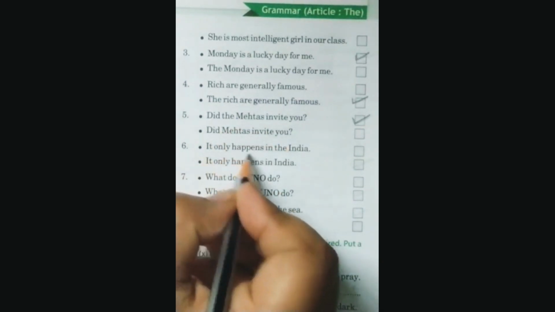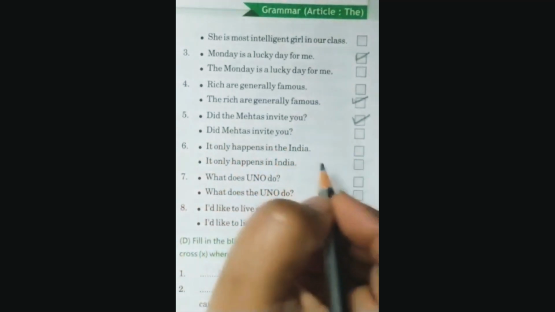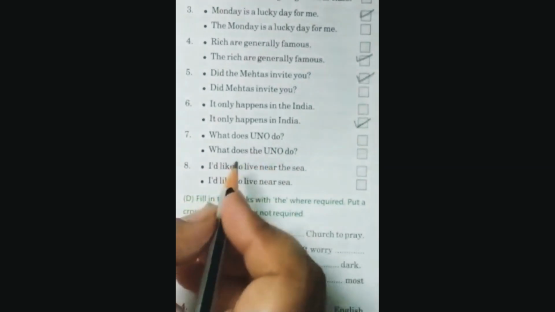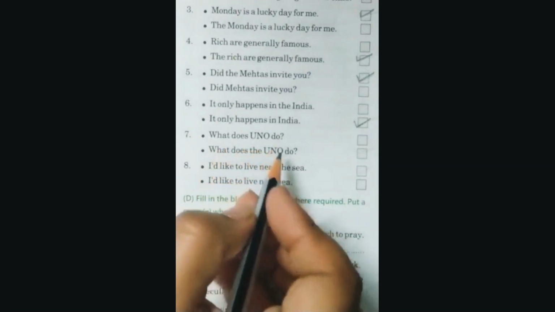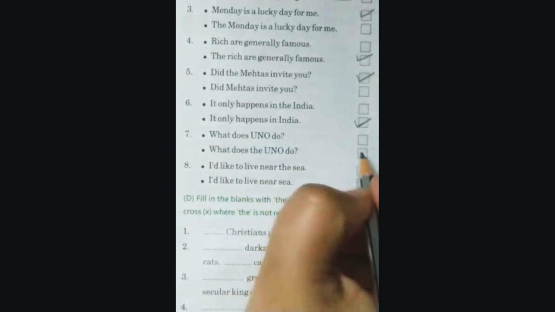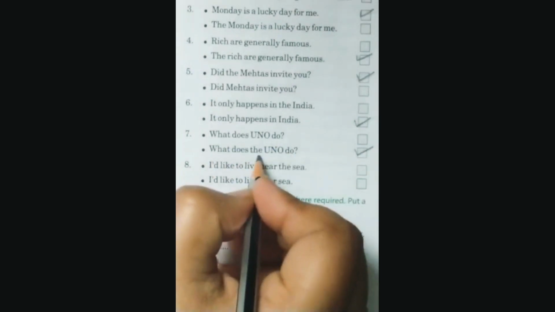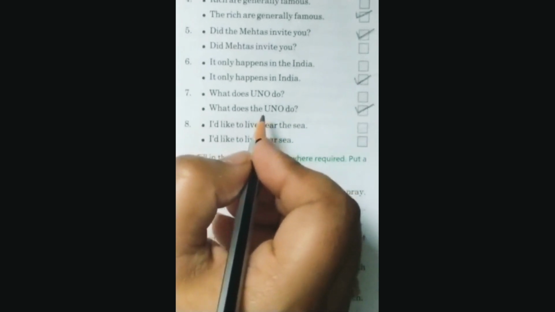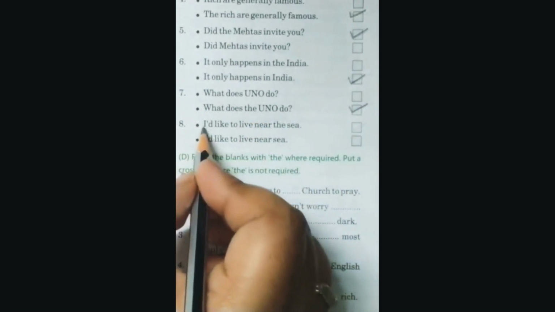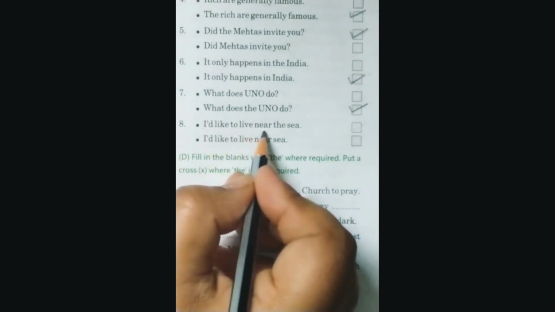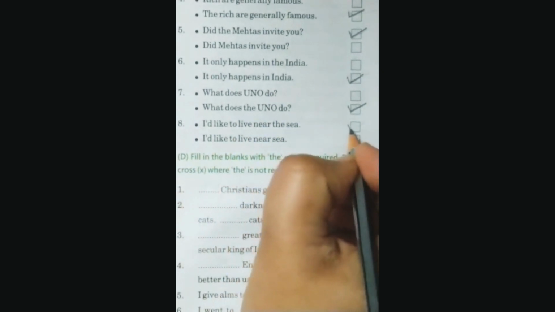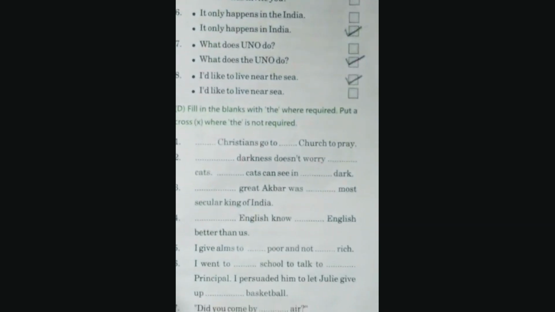It only happens in the India. No, India is a proper noun. We don't use 'the' before India. What does UNO do? What does the UNO do? Why? Because it's an abbreviation and it's a plural term. So we use 'the' before it. I would like to live near the sea or I would like to live near sea. So it will be the sea. With rivers, seas, oceans, we use 'the'.